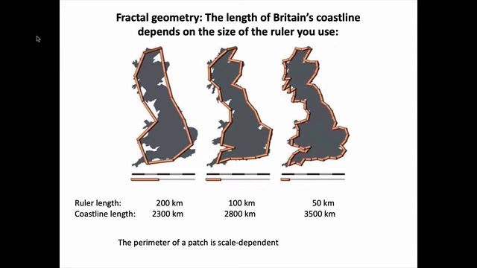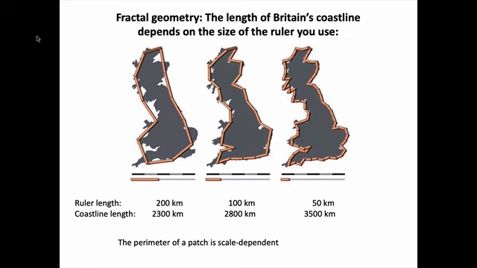But look at what the perimeter looks like, depending on that ruler. Here, if you use a 200-kilometer ruler, you get a coastline of 2,300 kilometers. So you get an edge effect that is based on 2,300 kilometers. If you use a smaller ruler, you get a bigger perimeter.